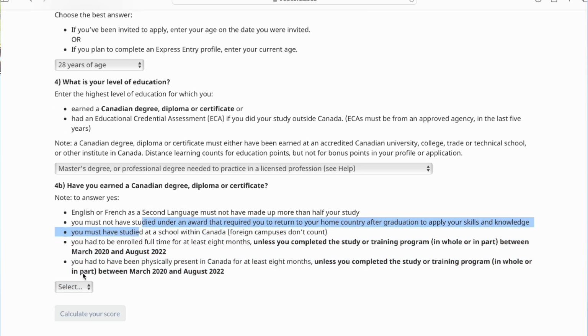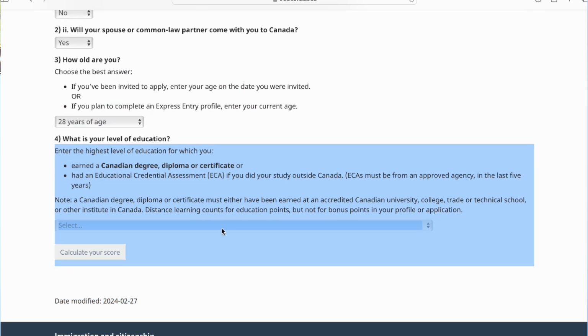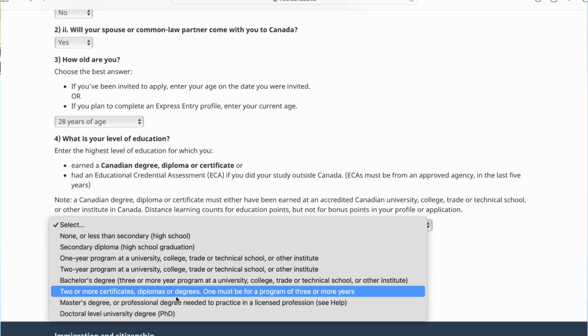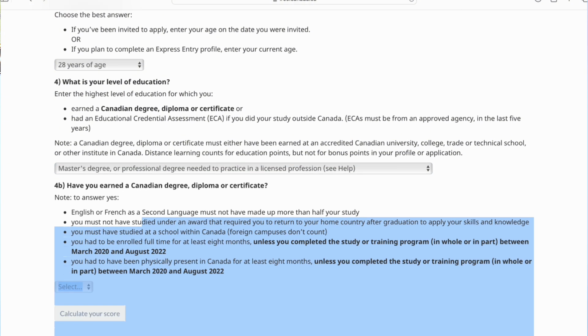Now, there are a lot of options here: bachelor's degree, two-year program, two or more certificates, doctorate degree. So you decide which one works for you, because you can't fabricate. Everything you are saying has to be backed up with evidence, like your proof of age. If you say that you're less than 30 and you're over 30, you have to submit a birth certificate.